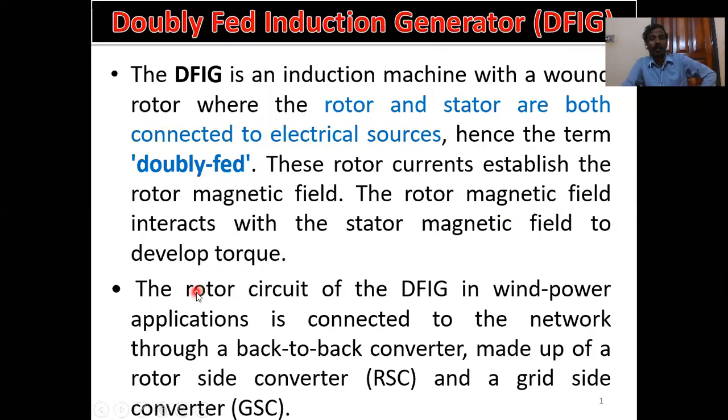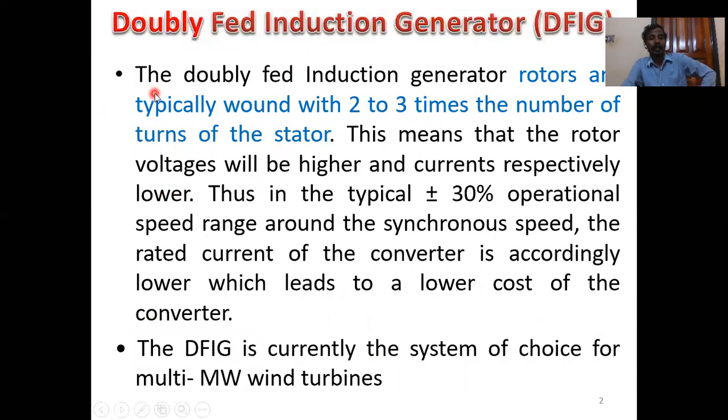And second point, the rotor current of the DFIG in wind power application is connected to the network through a back-to-back converter made up of a rotor side converter and a grid side converter. Third point, the double fed induction generator rotors are typically wound with 2 or 3 times the number of turns of the stator. This means that the rotor voltage will be higher and the current respectively lower.